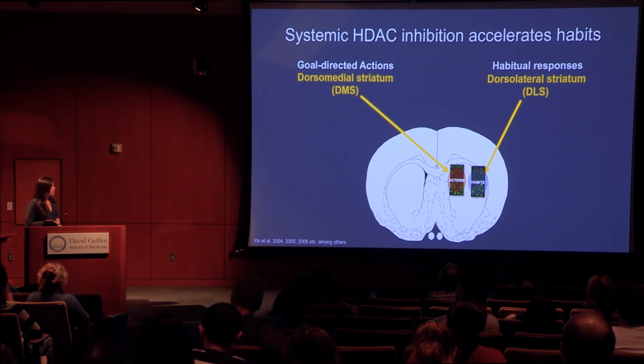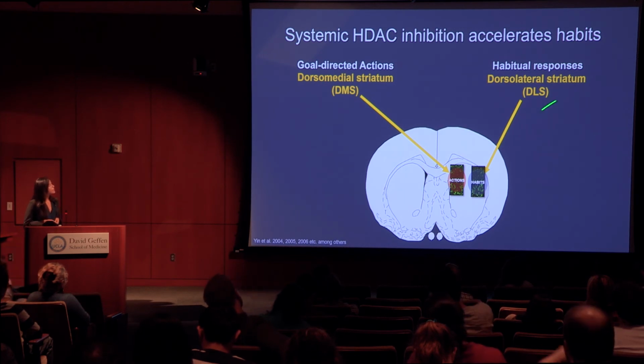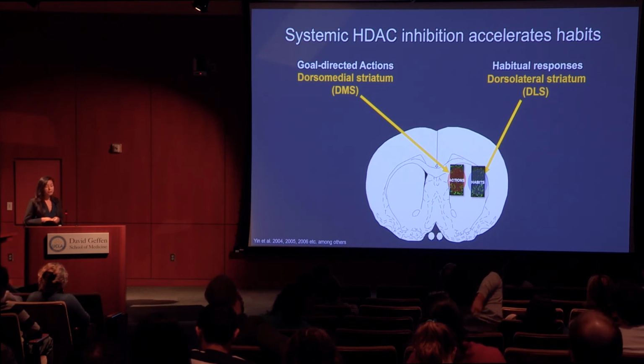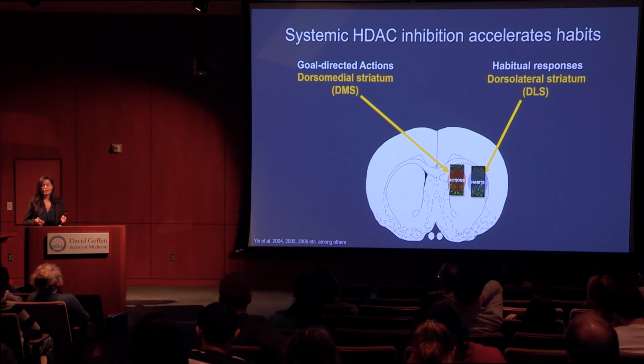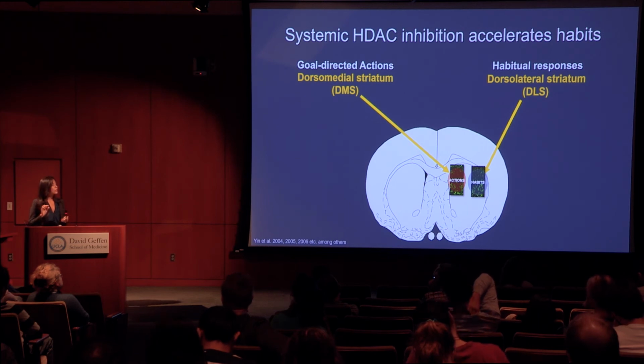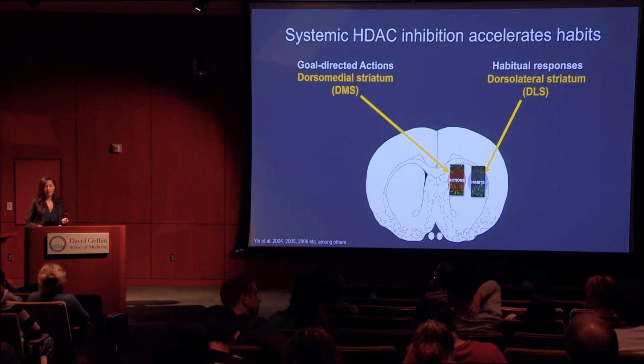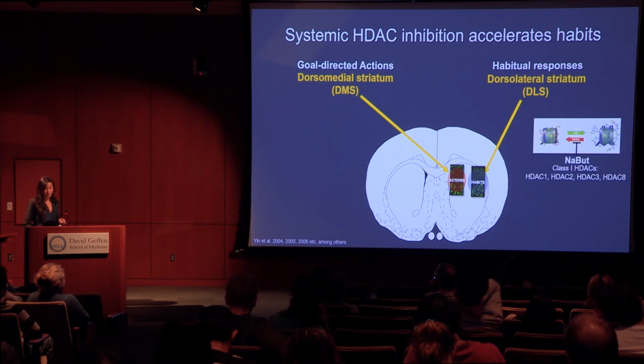And we know that the dorsolateral striatum is required for habitual responses. And so what we wanted to do was then target these brain regions to see whether, by manipulating histone acetylation specifically within these regions, you can then alter behavior. And so we started off with the dorsolateral striatum.